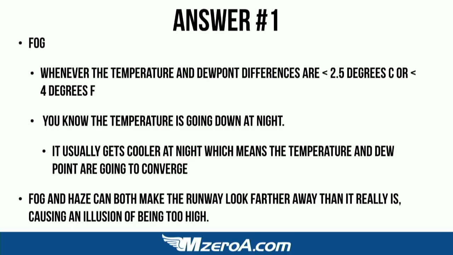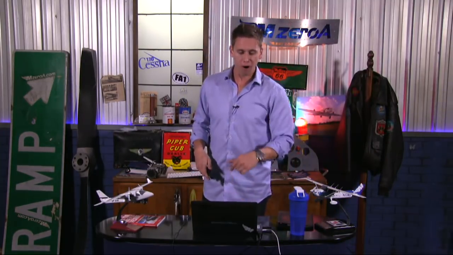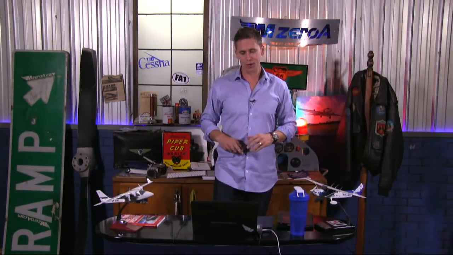Whenever the temperature and dew point differences are 2.5 degrees Celsius or 4 degrees Fahrenheit from each other, chances are we can get fog. You know the temperature is usually going to go down at night. It gets cooler at night. The temperature and dew points are going to converge. Fog and haze can also make, for those of you who talk about illusions, you're very smart here, fog and haze can both make the runway look farther away than it really is, causing an illusion of being too high, as you can see there. So fog is our answer in that case. So we have that here.